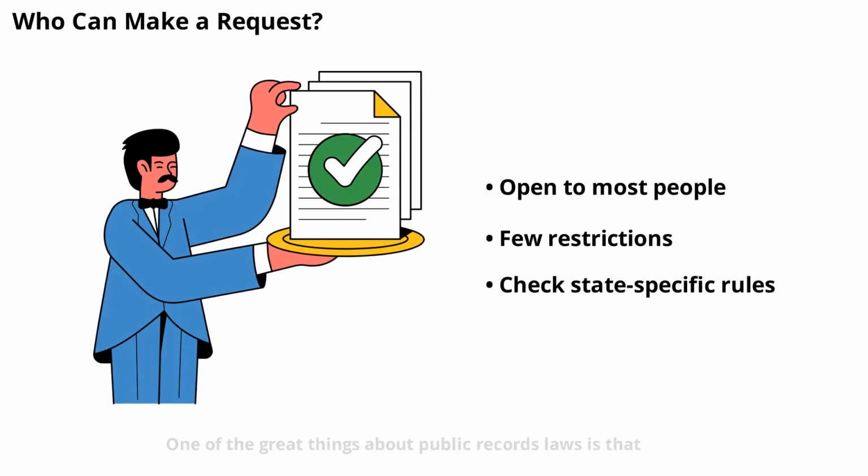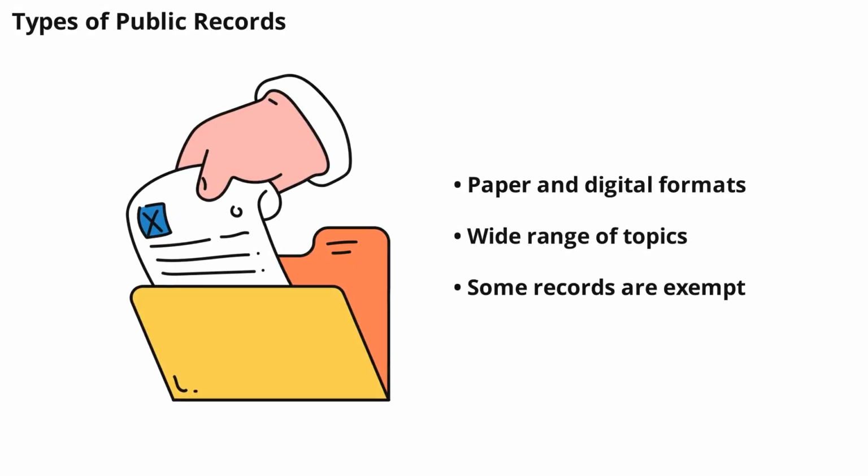One of the great things about public records laws is that in most states, anyone can make a request. You don't have to be a resident, a journalist, or have a specific reason. The process is open to all, though some states may have residency requirements or other limitations. It's always a good idea to check your state's rules before submitting a request, but generally, access is broad and inclusive.